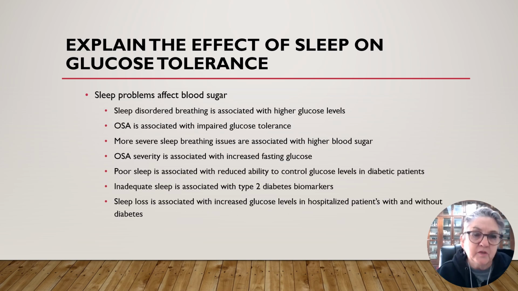Sleep problems can affect blood sugar. Sleep-disordered breathing is associated with higher glucose levels. OSA is associated with impaired glucose tolerance. More severe sleep breathing issues are associated with higher blood sugar. OSA severity is associated with increased fasting glucose. Poor sleep is associated with reduced ability to control glucose levels in diabetic patients. Inadequate sleep is associated with type 2 diabetes biomarkers, and sleep loss is associated with increased glucose levels in hospitalized patients with and without diabetes.